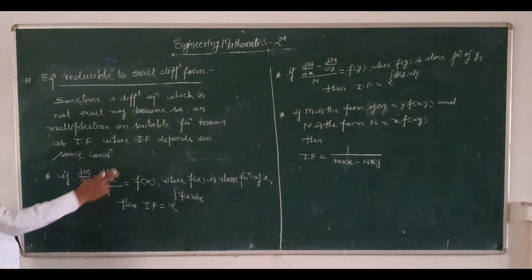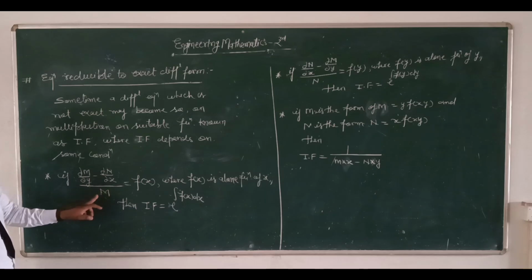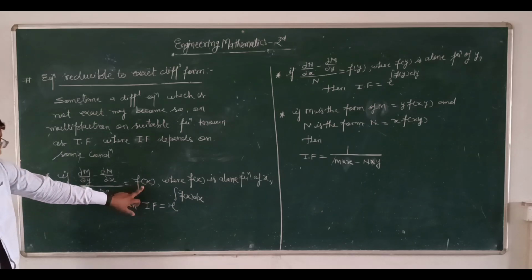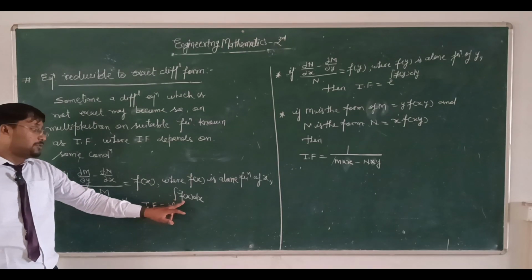This is the first condition: if (∂M/∂y − ∂N/∂x)/N is only a function of x, then the integrating factor IF is equal to e to the power ∫f(x) dx.